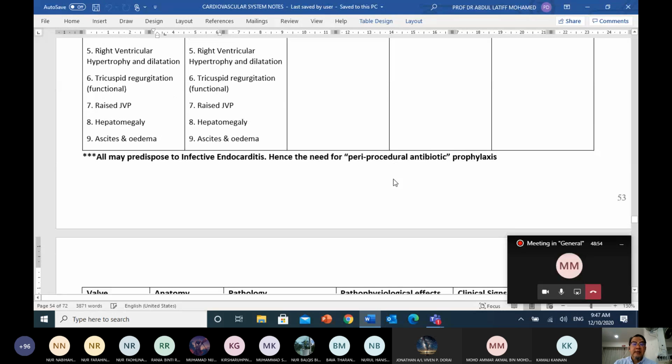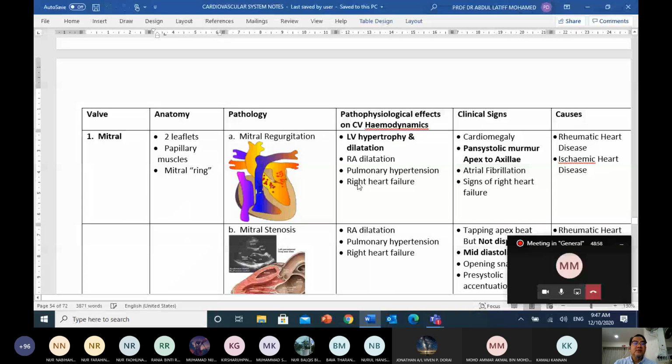Okay, let's go through the diagram again. So what happens when you have a mitral valve disease? Mitral regurgitation, you will see that the blood flows back into the left atrium, so the left atrium will be hypertrophied and dilated, the left atrium will be damaged, the right atrium, the right ventricle, all the hemodynamic consequences.